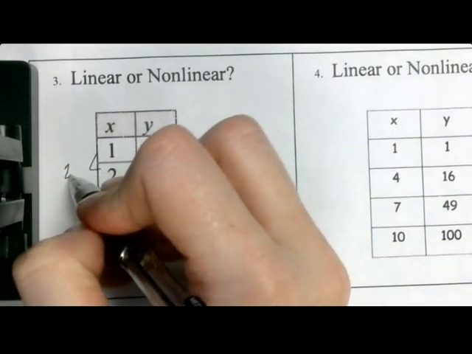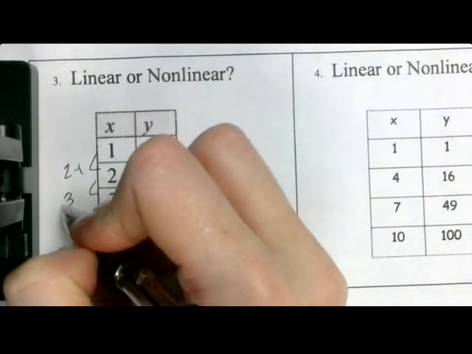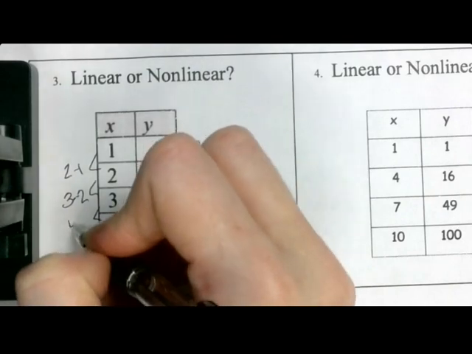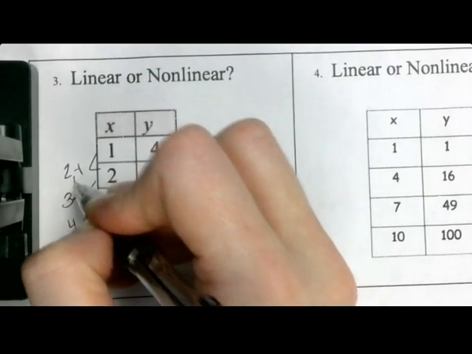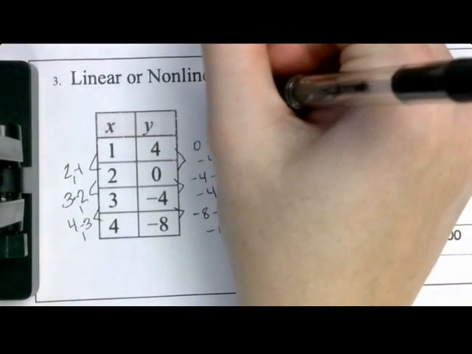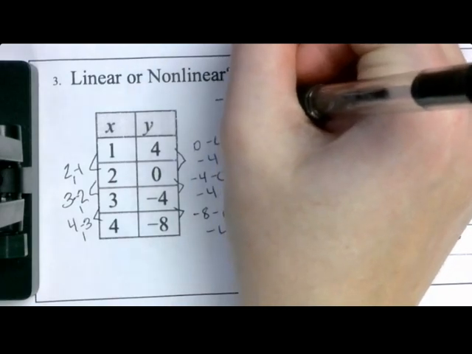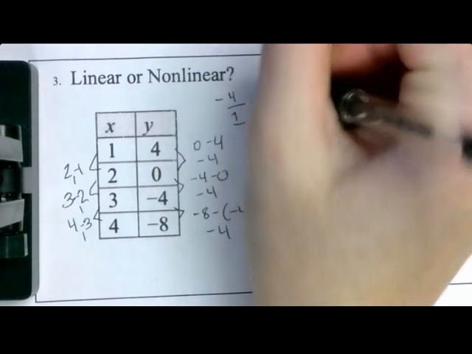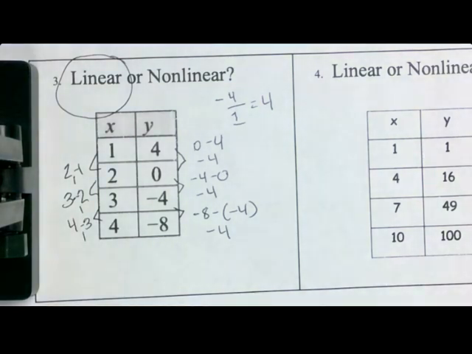That's great. 2 minus 1, 3 minus 2, and 4 minus 3. That's 1, that's 1, that's 1. If I put negative 4 over 1, that's going to be the same across the board. So this is going to be linear.